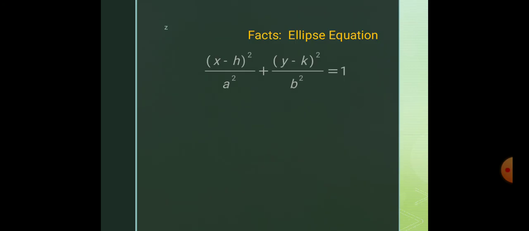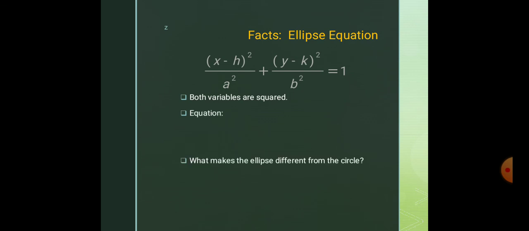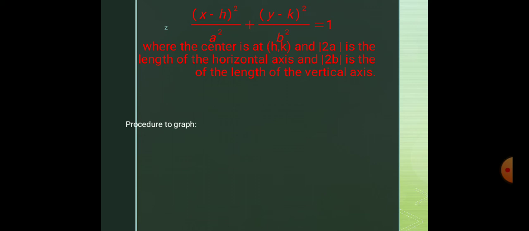The ellipse equation: (x minus h) squared over a squared plus (y minus k) squared over b squared equals 1. What makes the ellipse different from the circle? What makes the ellipse different from the parabola? The center is at (h, k), and 2a is the length of the horizontal axis and 2b is the length of the vertical axis.